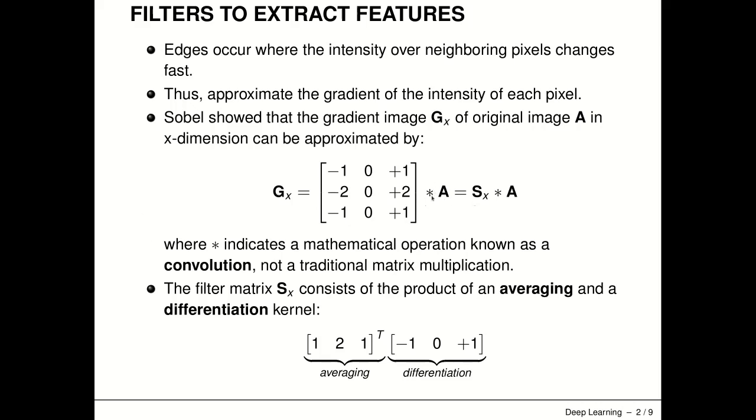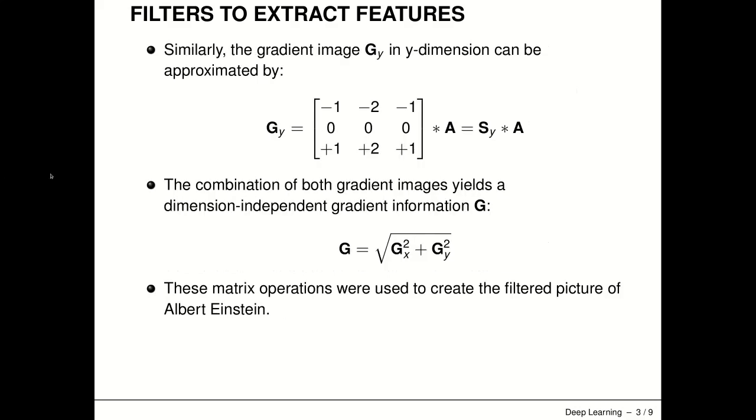Here, the star indicates the mathematical operation of convolution, which is different from conventional matrix multiplication. And if we look at this 3x3 matrix, it indeed contains two filters, right? We have here the averaging, and here we indeed calculate the differentiation. We can extend our explanation to the y dimension as well.